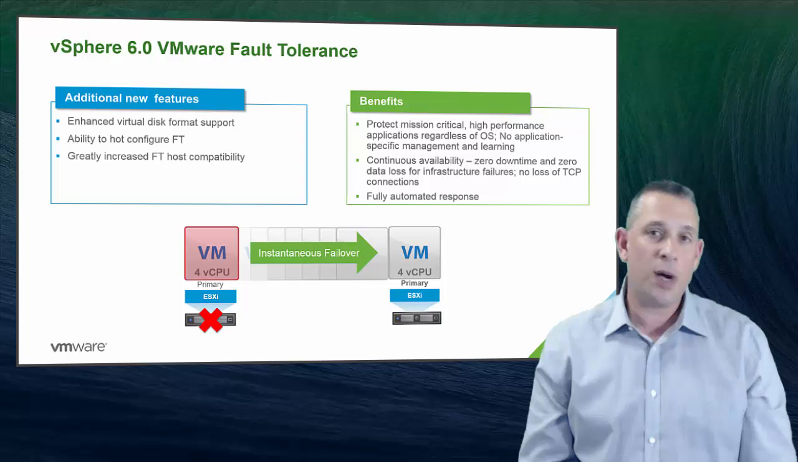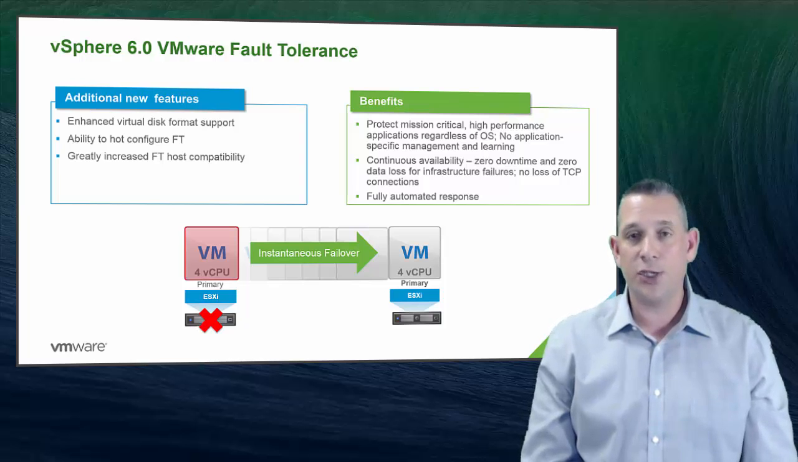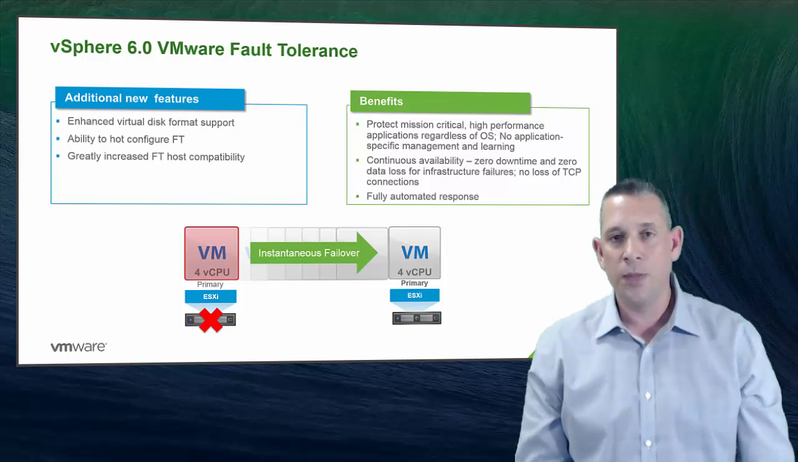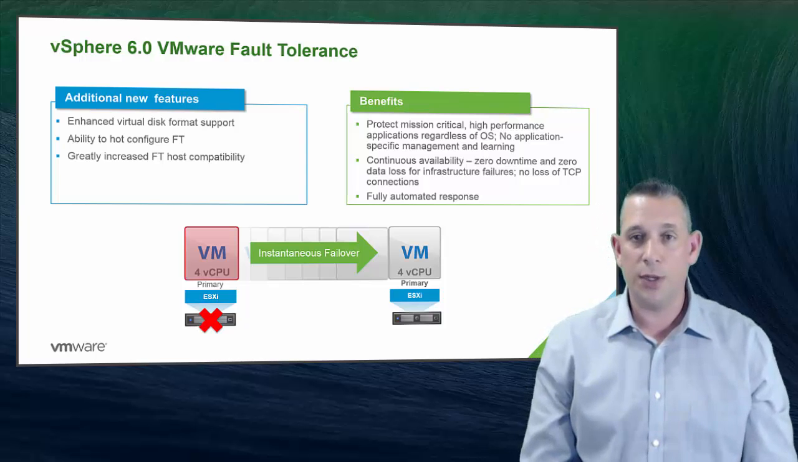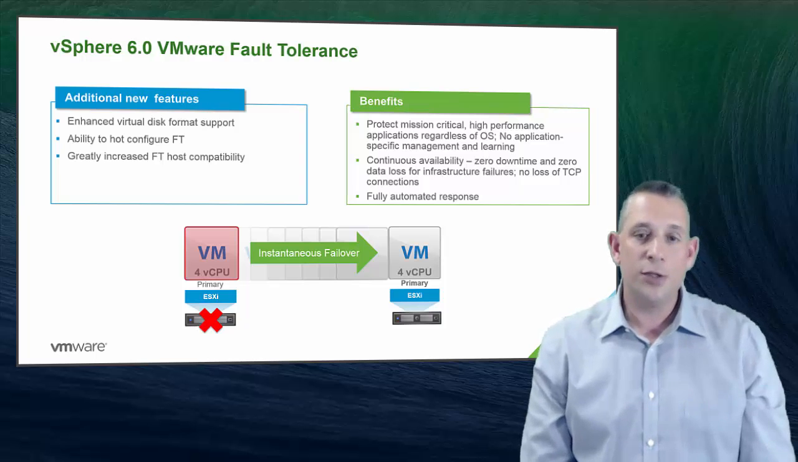This makes it possible for your business critical applications, such as maybe an Exchange server or SQL database server, all those critical apps, to be protected with fault tolerance, which you couldn't do before because it was limited to one virtual CPU. Now there are some constraints on how many fault tolerant machines you can run, depending on the number of vCPUs you're protecting. So just be aware of that.